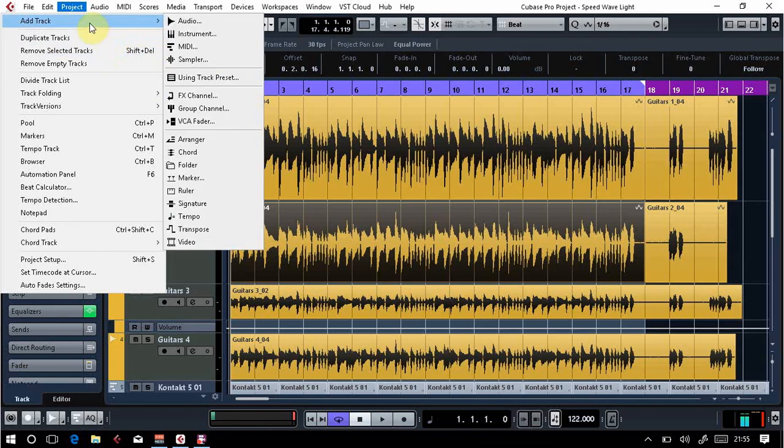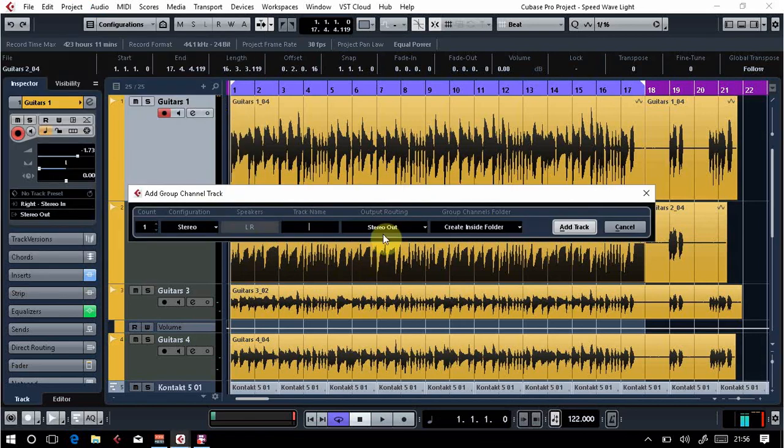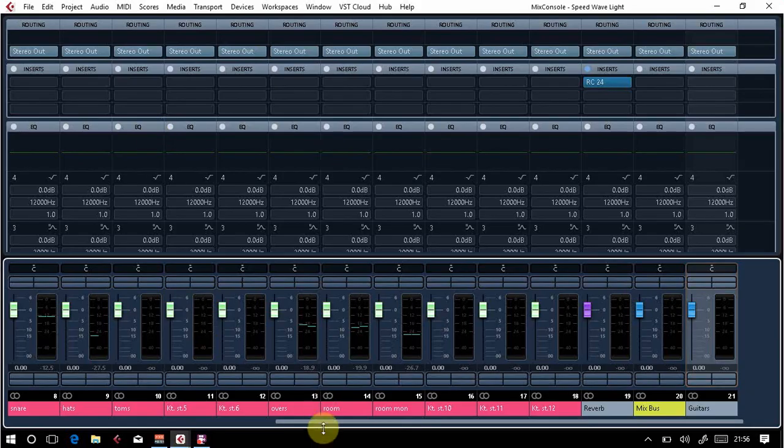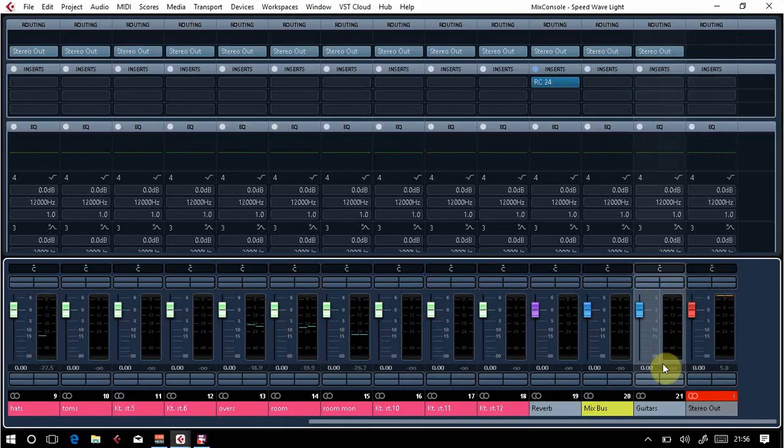So the way we do this: Project, Add Group Channel. Remember, as we added audio tracks and MIDI tracks in past videos, we add a group channel. We want it to be stereo because we're dealing with a left and right signal, and then you just name this Guitars Return. Now if I go F3 and look at my mixer, here you go, I've got a group channel.